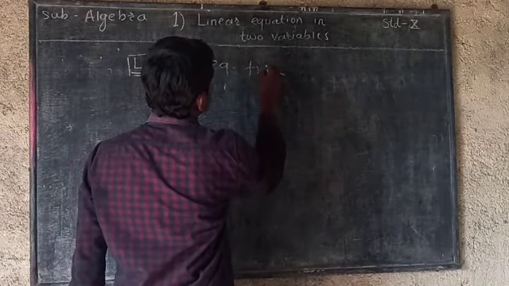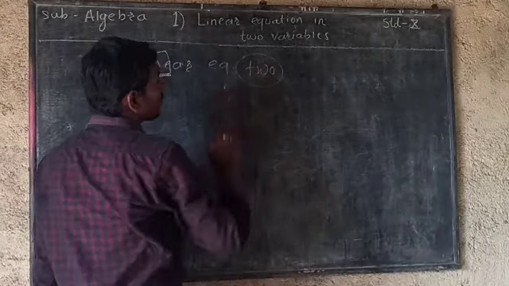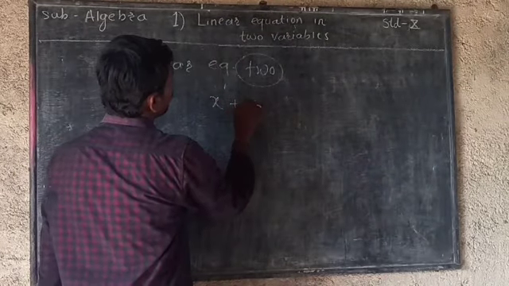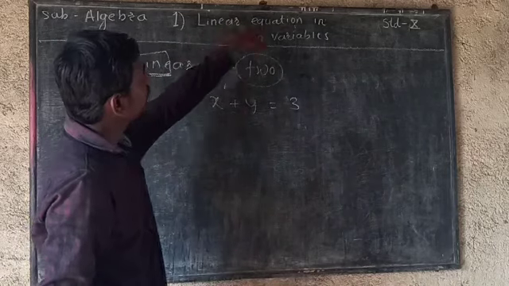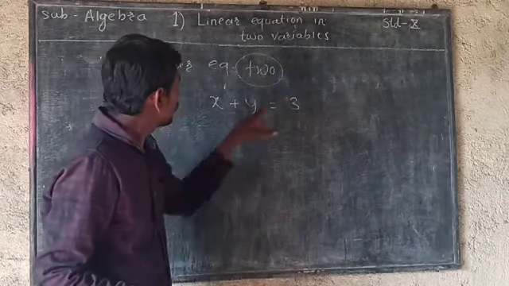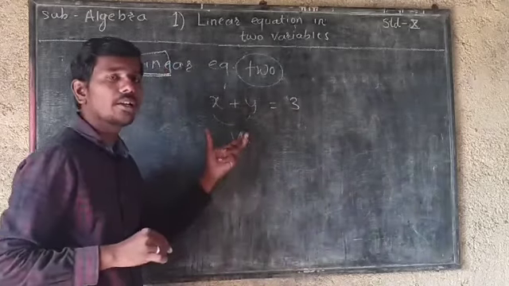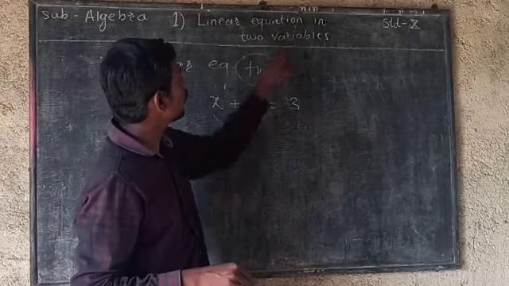Linear equation in two variables. There is another word that is important, which is two. This type of equation contains two variables like x plus y is equal to 3. Actually this is a linear equation in two variables, right? So x and y both are variables.